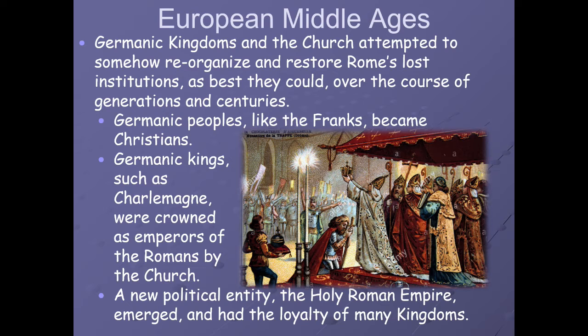Germanic kingdoms and the church attempted somehow to reorganize and restore Rome's lost institutions as best they could over the course of generations and centuries. Germanic peoples like the Franks, whom we've studied, became Christians. Germanic kings, such as Charlemagne, were crowned emperors of the Romans by the church. A new political entity emerged, the Holy Roman Empire, and that had the loyalty of many kingdoms.